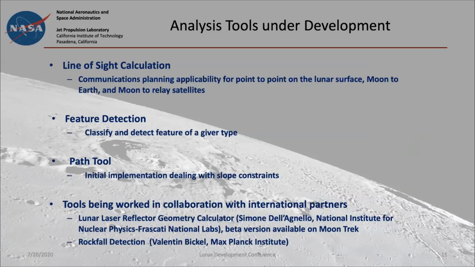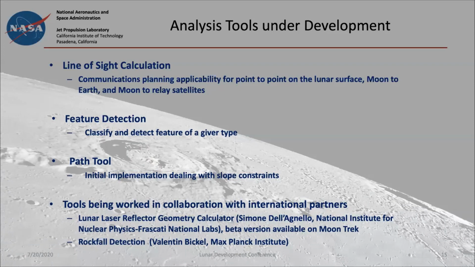There are other tools being developed for science and exploration applications. They include a calculator that determines the line of sight between two objects, and a feature detector that classifies and detects a given type of feature such as lunar rilles and lunar pits, in addition to lunar craters and rocks. There is also a path tool that finds the optimal route between two points on the surface of the moon based on slope analysis.